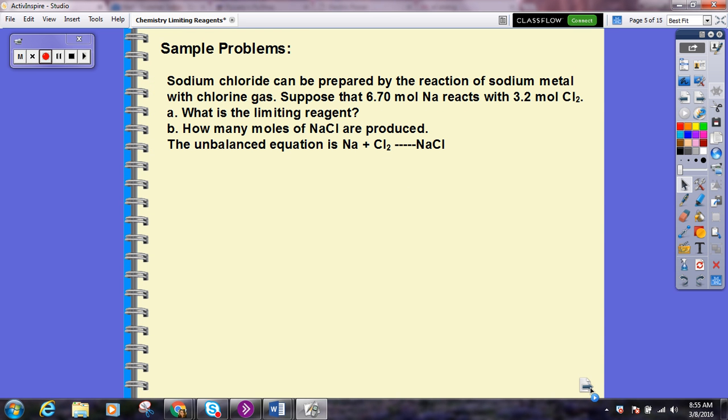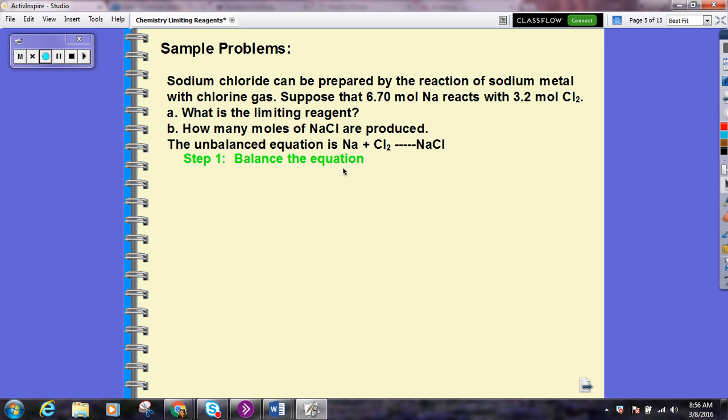Our sample problem in this particular example is sodium chloride can be prepared by the reaction of sodium metal with chlorine gas. Suppose that 6.7 moles of sodium react with 3.2 moles of chlorine. We need to do two things. We need to determine what the limiting reagent is and how many moles of sodium chloride are produced. They give us the unbalanced equation of sodium plus chlorine yields sodium chloride. So the first thing we have to do is balance the equation. This particular balanced equation is 2 sodium plus chlorine yields 2 NaCl.